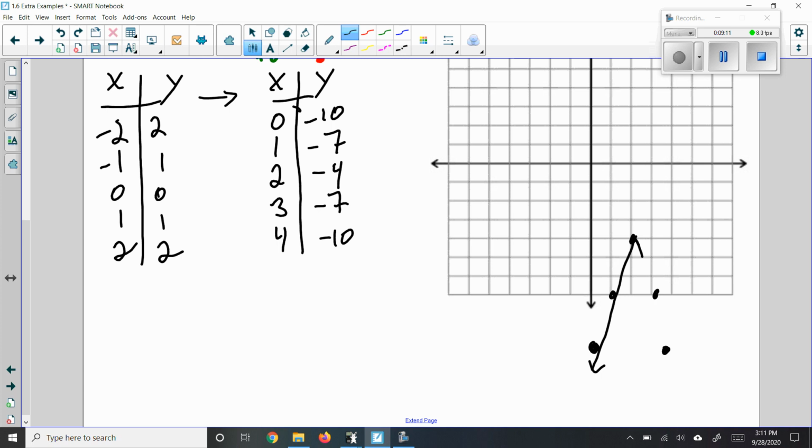Notice that this is skinnier. It's narrower than the other ones. That's because of the stretch. You can also think of it as being longer this way.